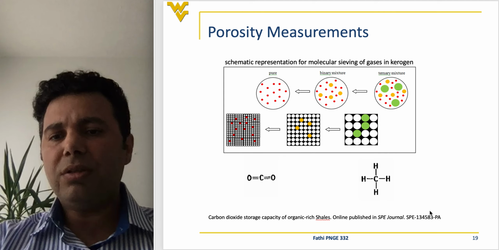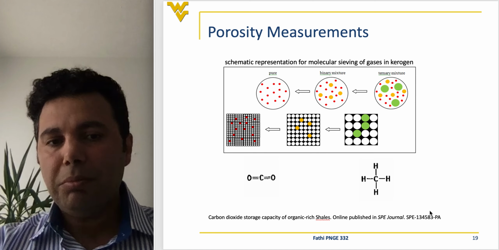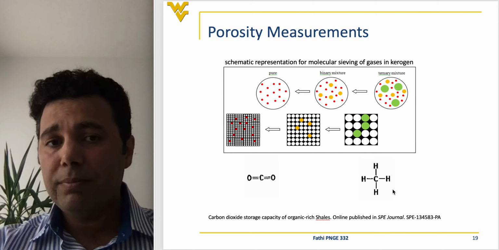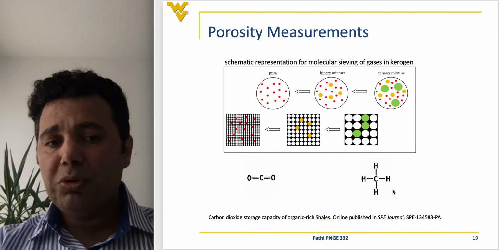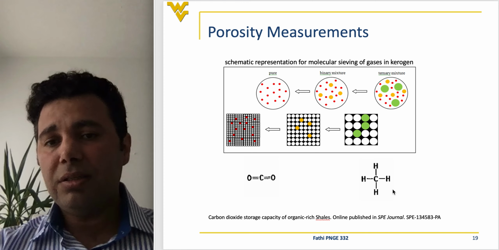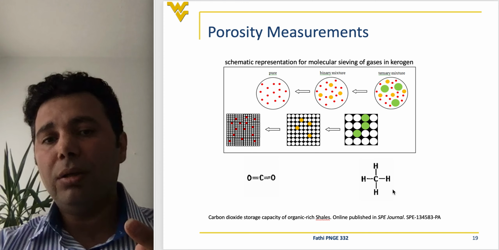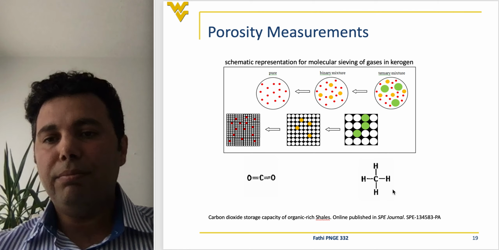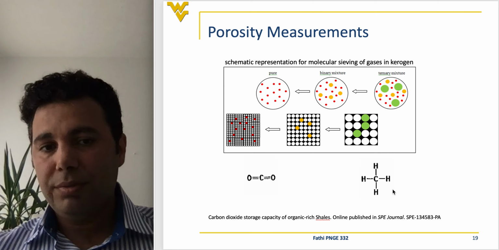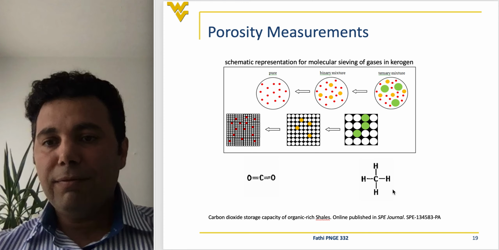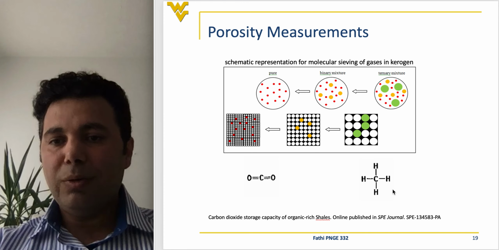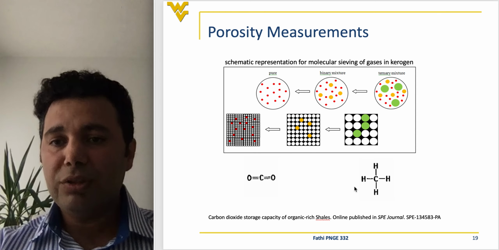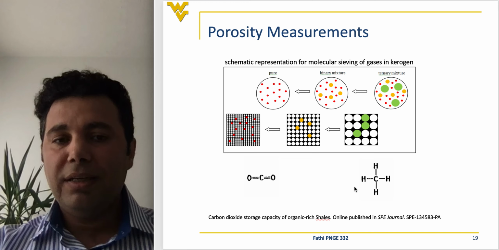And what's the size of the gas molecules? Methane is 3.7 angstrom, so 0.37 nanometer is the size of one methane molecule. So this is very small compared to the millimeter or micrometer pores. However, if you have pores which are like 1 nanometer... sorry, the methane is 0.37 nanometer.